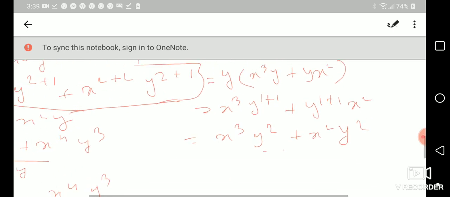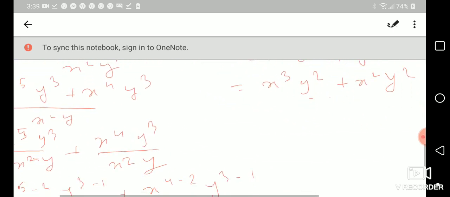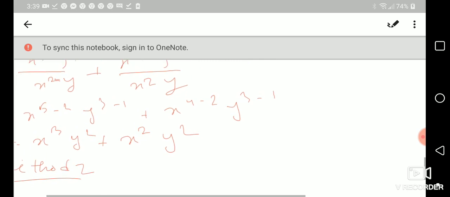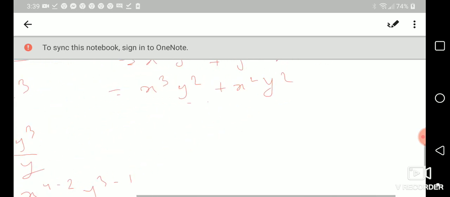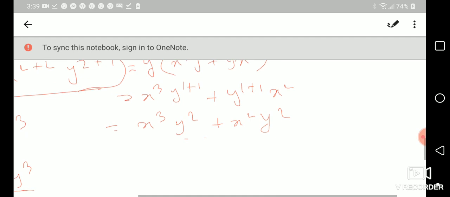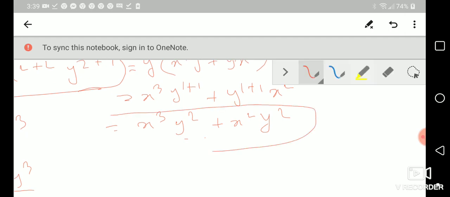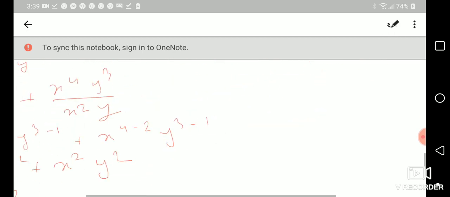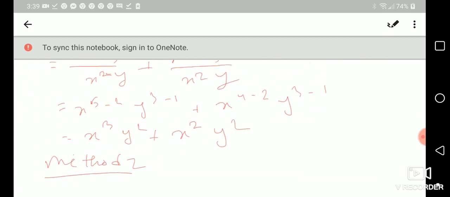So we solved it using both methods, and we can see the answer is the same for both cases. Either you do the division first or multiplication first, it doesn't matter. We're going to get the same answer at the end. So this is the answer for method 2, x3 y2 x2 y2. And if we go check the answer of the other one, it's the same.